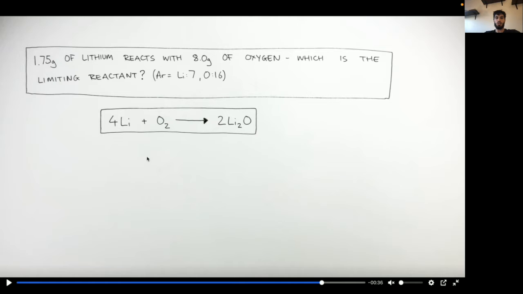Li and O2: mass, Mr, mole; mass, Mr, mole. Calculate the moles, look at the ratio, off you go please. I'm going to give you 1.5 minutes to do this.